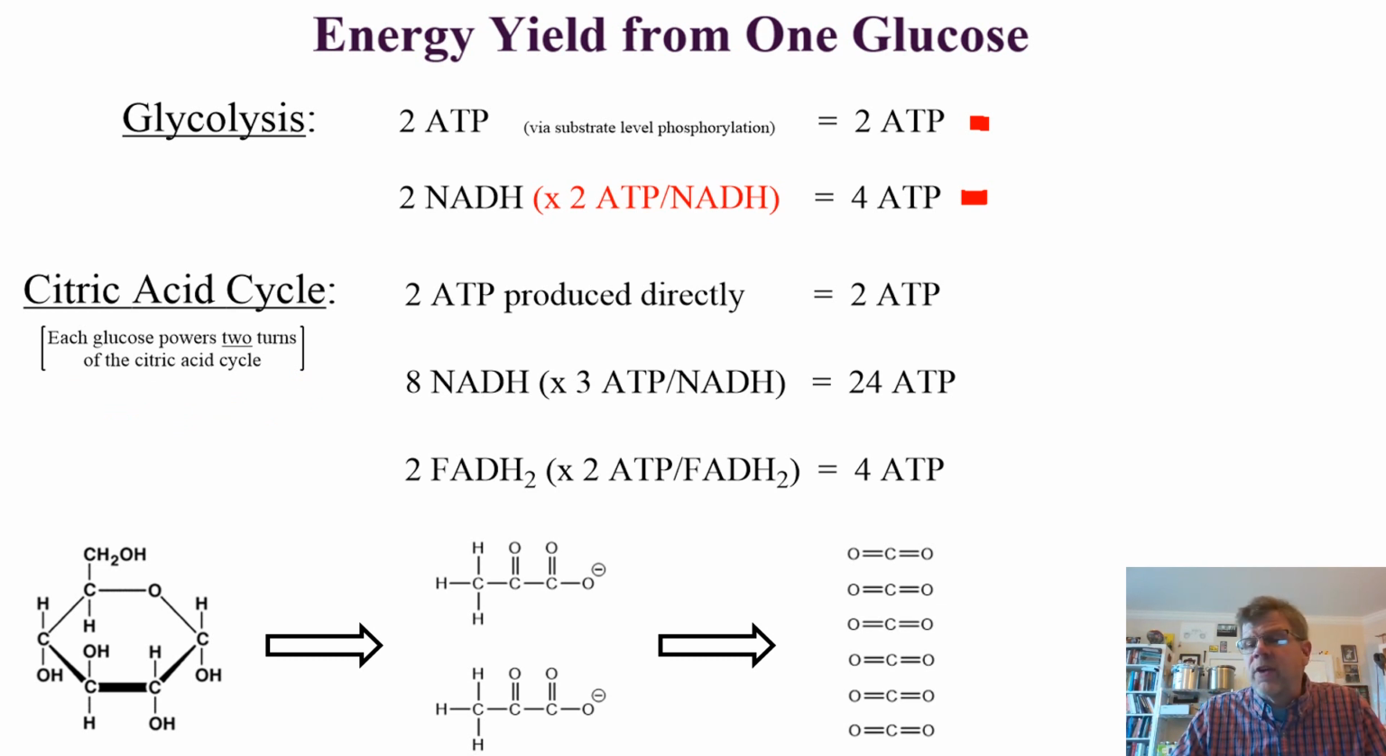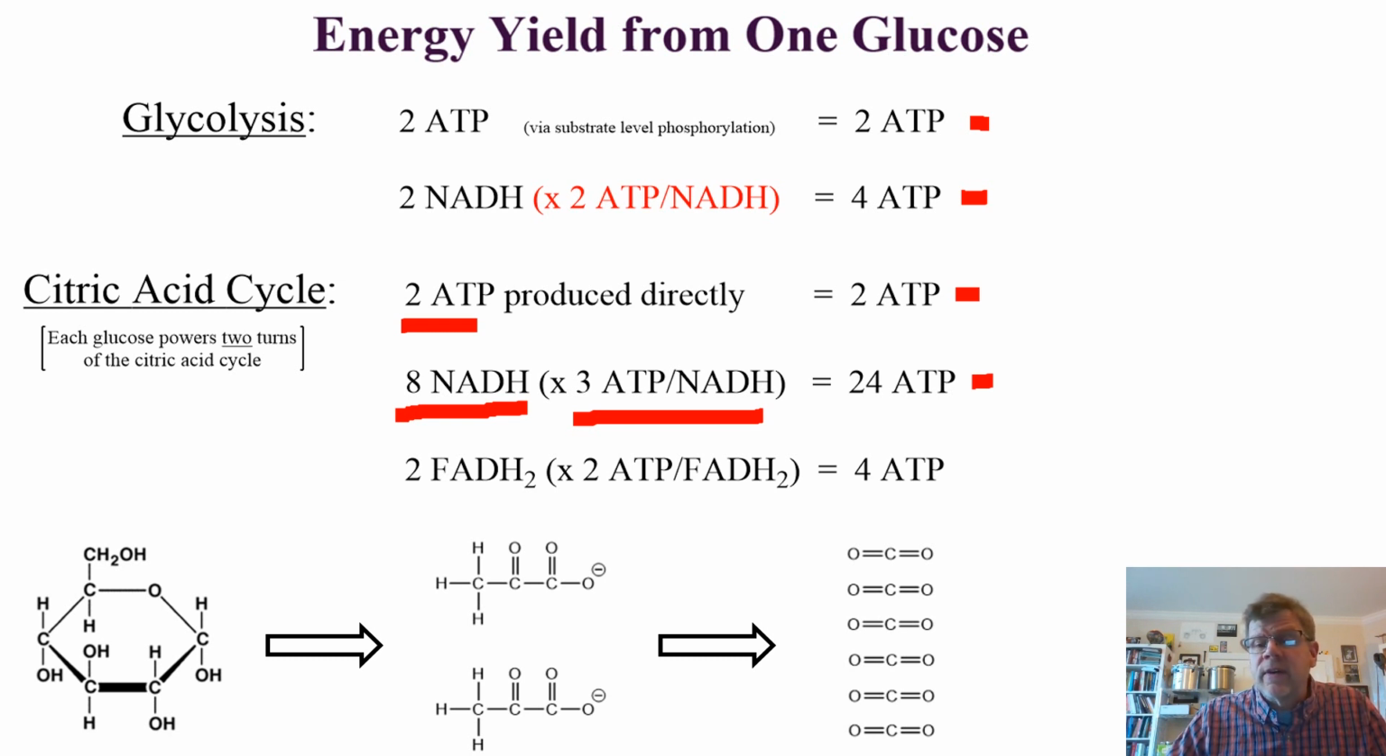So per turn of the citric acid cycle, we drive the formation of 1 ATP directly. Now, since we're talking about 2 turns of the citric acid cycle, that is 2 ATP produced directly. 1 turn of the citric acid cycle all the way from pyruvate gives us 4 NADH, but we have two turns of the citric acid cycle, so that's a total of 8 NADH times 3 ATP per NADH, that is 24 ATP.